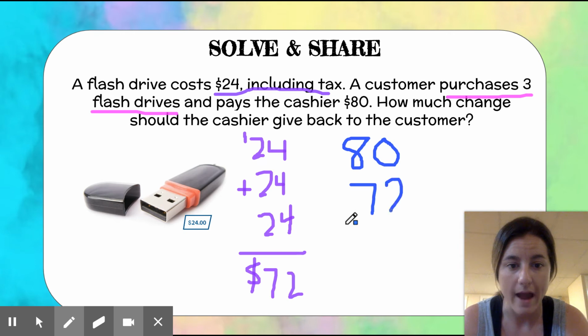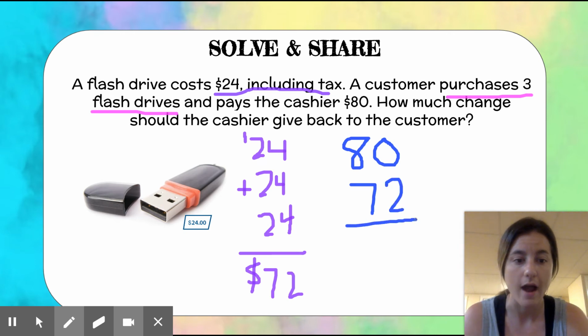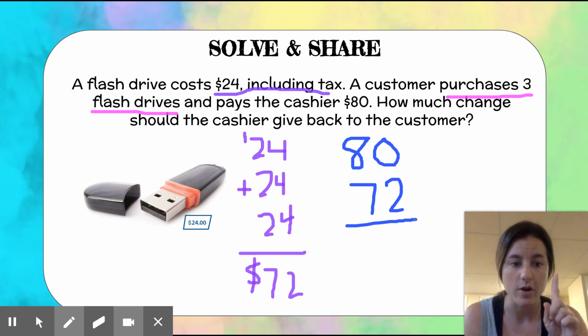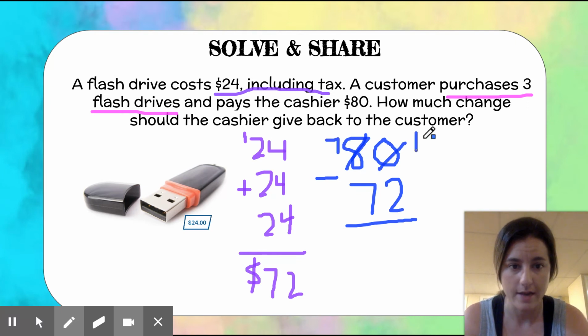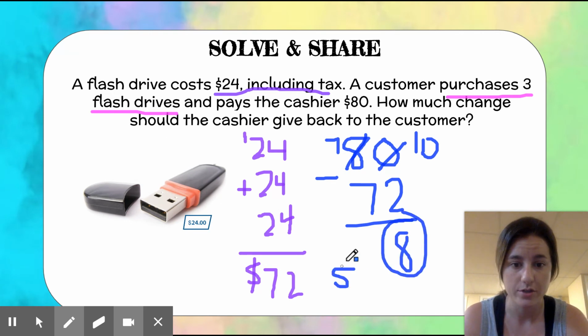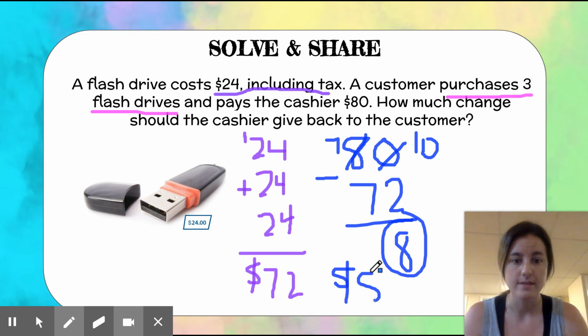So would I add or would I subtract? One finger up if you think I would add, 2 fingers up if you think I would subtract. Subtract, because he's going to get money back. So I have to subtract 80 minus 72. I cannot subtract from 0, so I come over to the tens place, and I make that a 7, and this becomes a 10. 10 minus 2 is 8. 7 minus 7 is 0. So his change is $8.